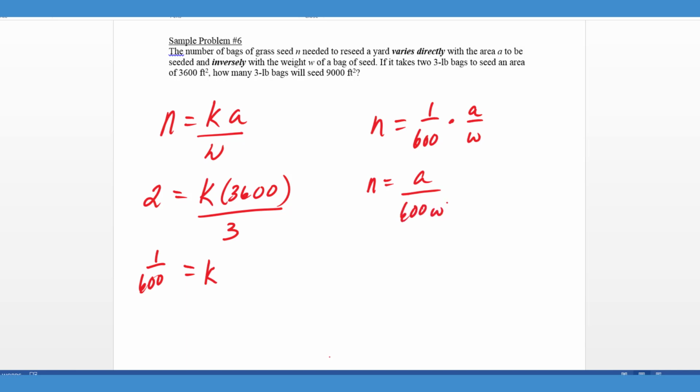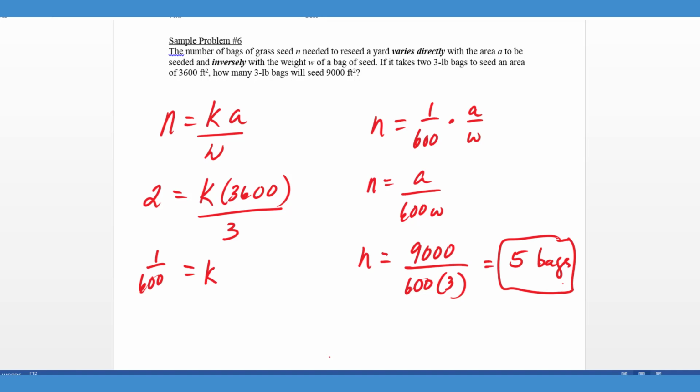Now, we can plug in from here. We want to know how many bags, so we're looking for N. The A is the area that we need to cover, 9,000 square feet. And again, we're still just using 3-pound bags. And so that gives us 5 bags needed for the 9,000 square feet of yard. Alright, so there's a combined variation type problem with both direct and inverse.